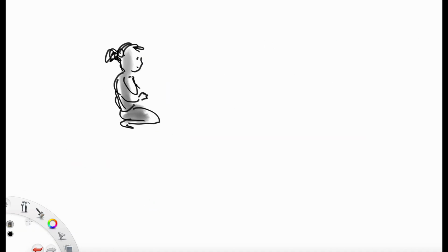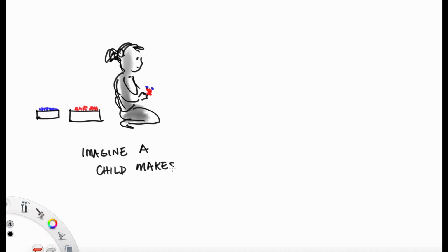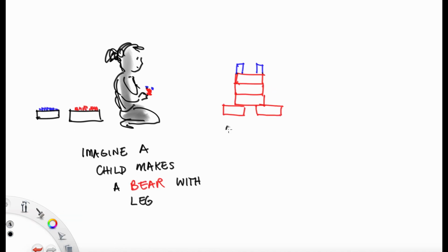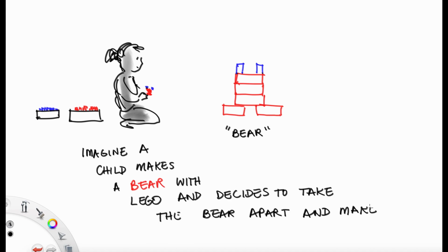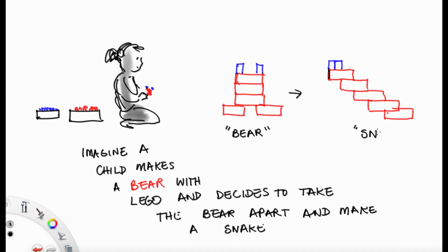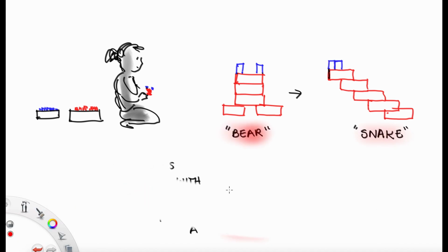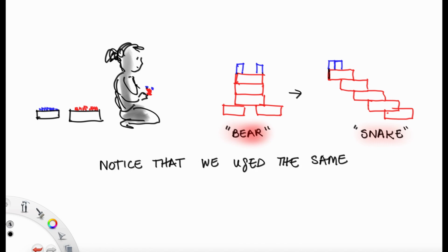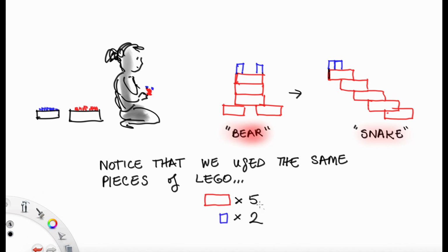So I'd like you to imagine that you are a toddler playing with boxes of Lego. Imagine a child makes a bear with Lego and then decides to take the bear apart and make a snake. Notice that we use the same pieces of Lego to make the bear and snake. We used 5 red pieces and 2 blue pieces.